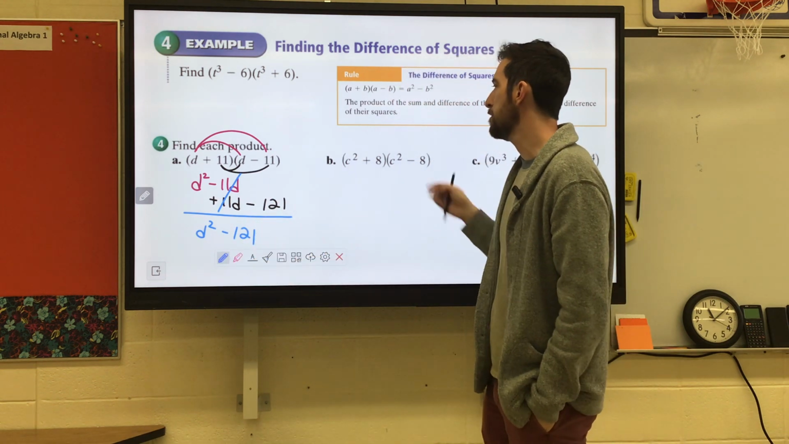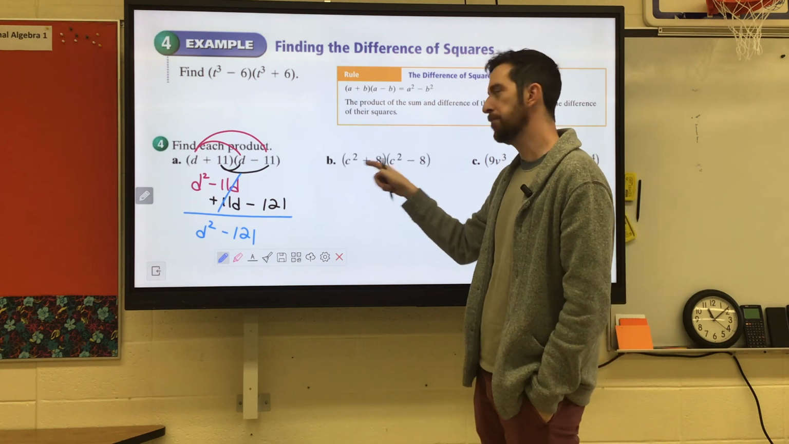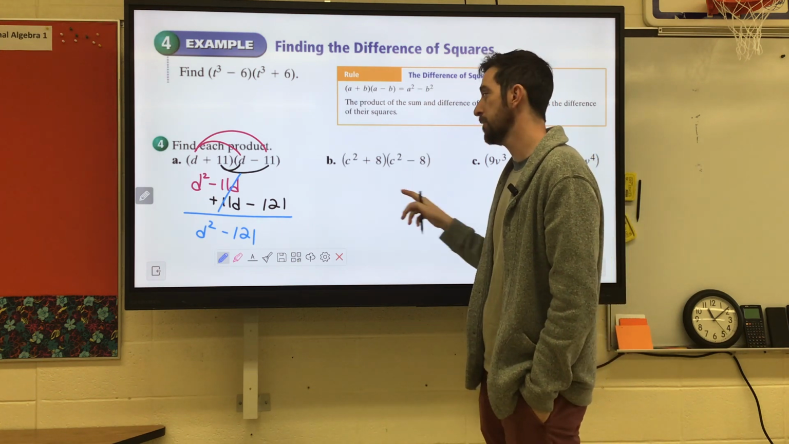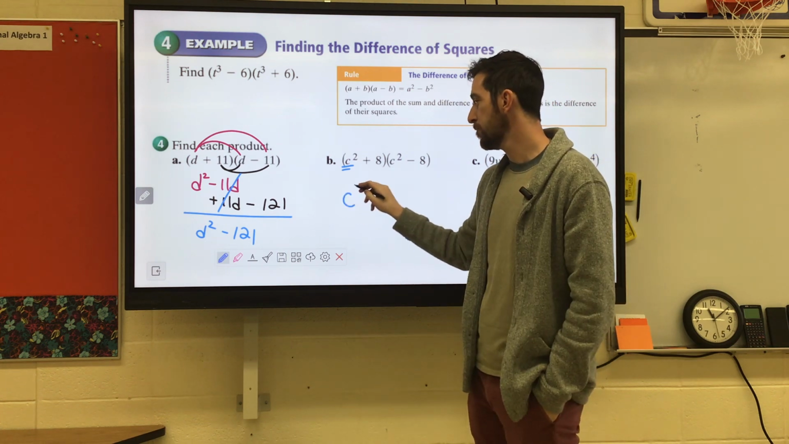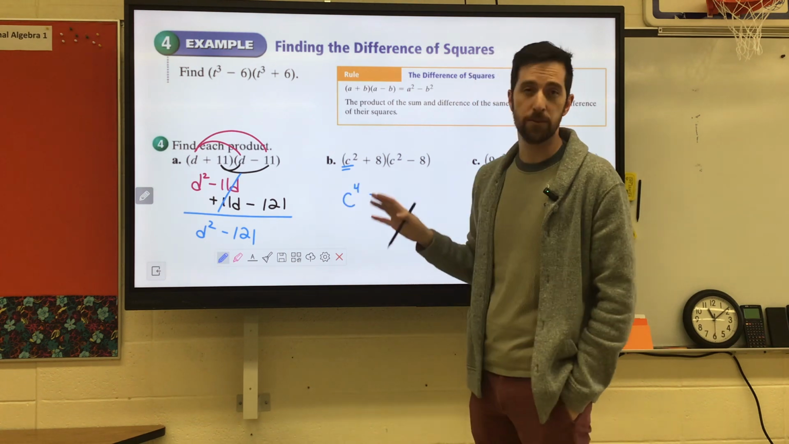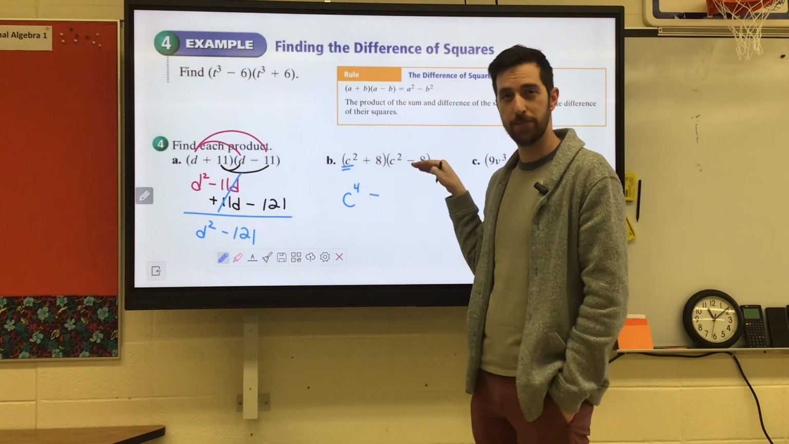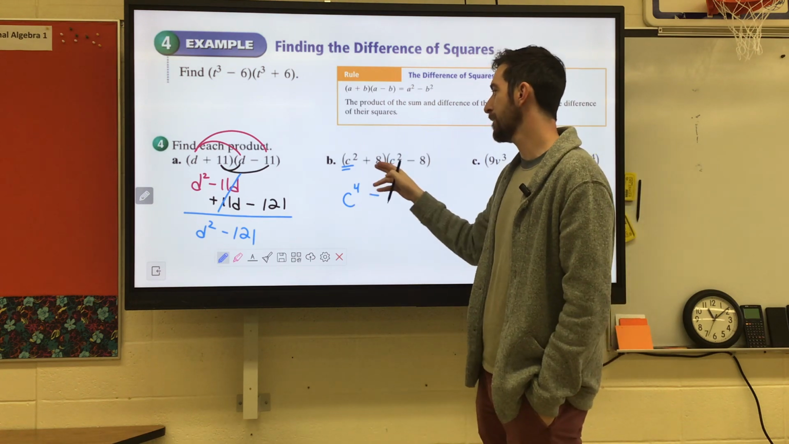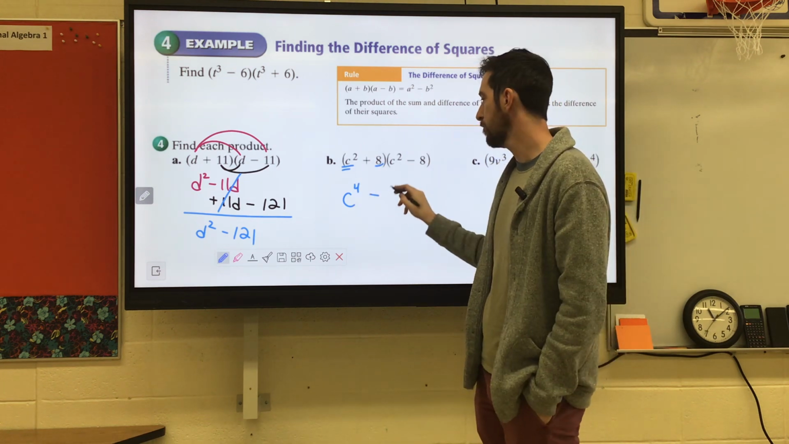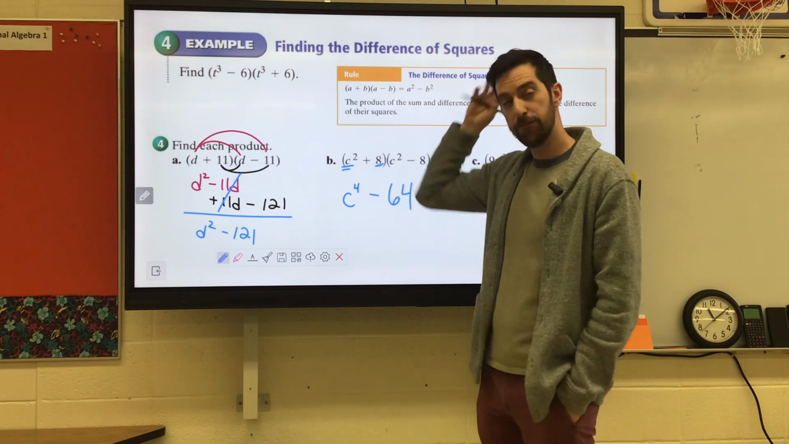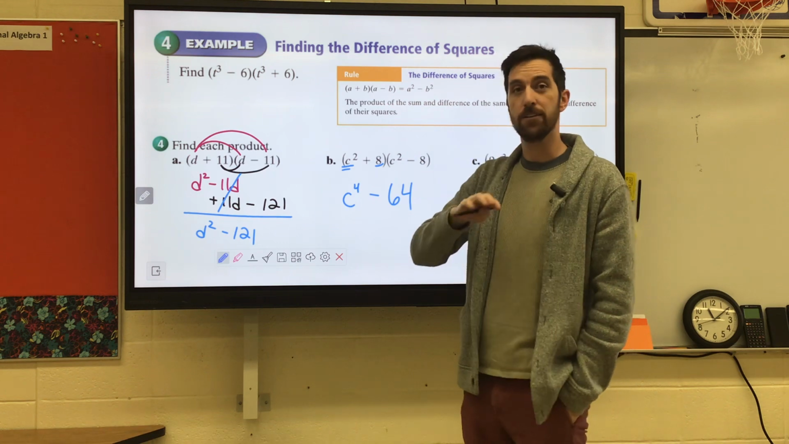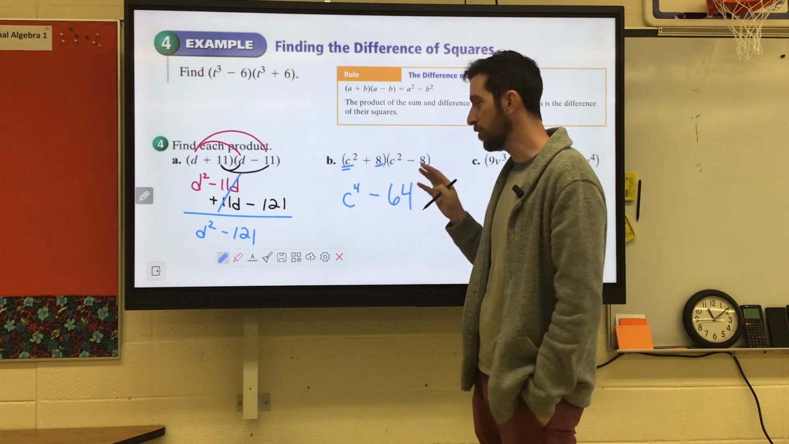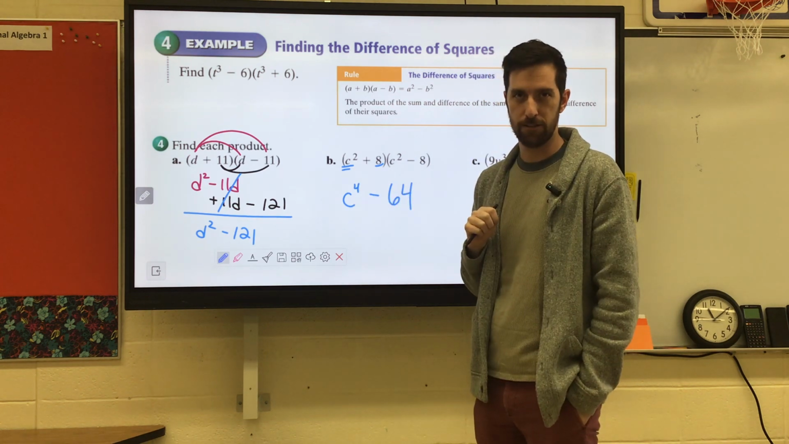So if you look at B, same thing, c squared plus 8, c squared minus 8. You square the first term. If I did c squared times c squared, that's c to the 4th. You always put a minus because it's always going to be a positive times negative at the end. And then you square the last term. 8 times 8 is 64. This is what you would get if you FOIL it out. So don't worry if you forget this shortcut. You can still FOIL it, and it'll still work out to c to the 4th minus 64.